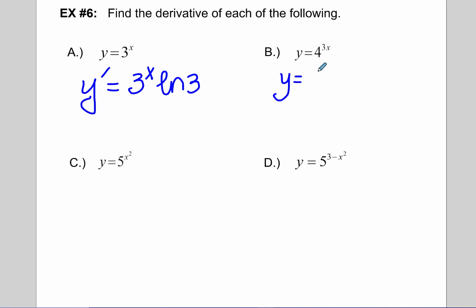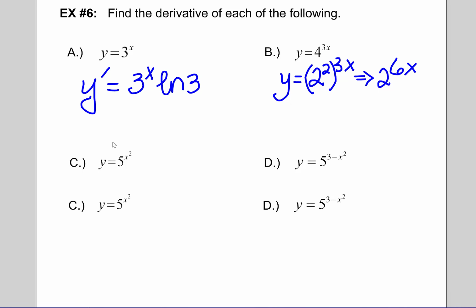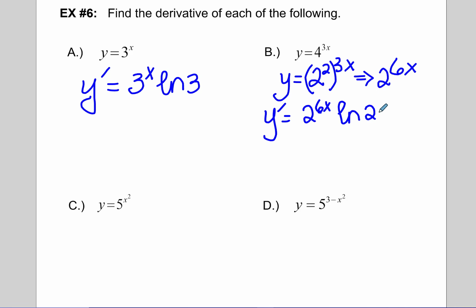So this one I might want to rewrite to be a little more compact. Like I know 4 is 2 to the 2nd power. So we could think of the y function as being 2 to the 6x power. And that makes our natural log as small as it needs to be. And here I want the derivative. So that's a to the u, which is 2 to the 6x. ln of a times the derivative of the u, and 6x is my u, so 6 is the derivative.